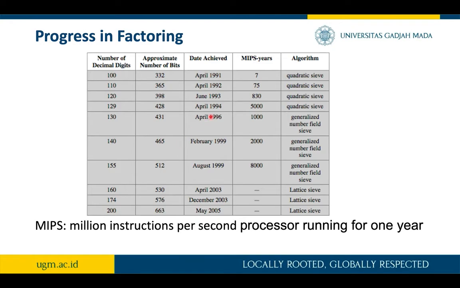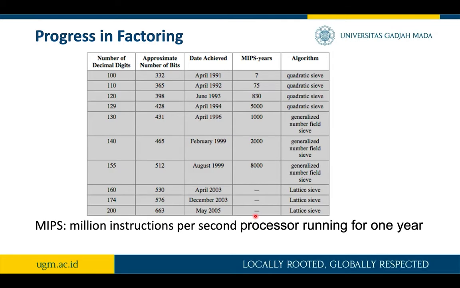Yeah, and this is the illustration of progress in factoring. From this number of decimal digits, to this one, then 155 as of May 2005. We have here the number of decimal digits 200, and the approximate number of bits is 663. But at the moment, the time taken for factoring is not known yet.